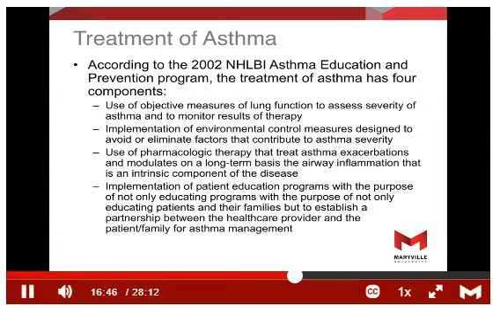Treatment of asthma. According to the Asthma Education and Prevention Program, there are 4 components. We want to use objective measures of lung function to assess severity of asthma and to monitor results of therapy. Implementation of environmental control measures designed to avoid or eliminate factors that contribute to asthma severity. Use of pharmacologic therapy that treats asthma exacerbation and modulates on a long-term basis the airway inflammation that is an intrinsic component of the disease.